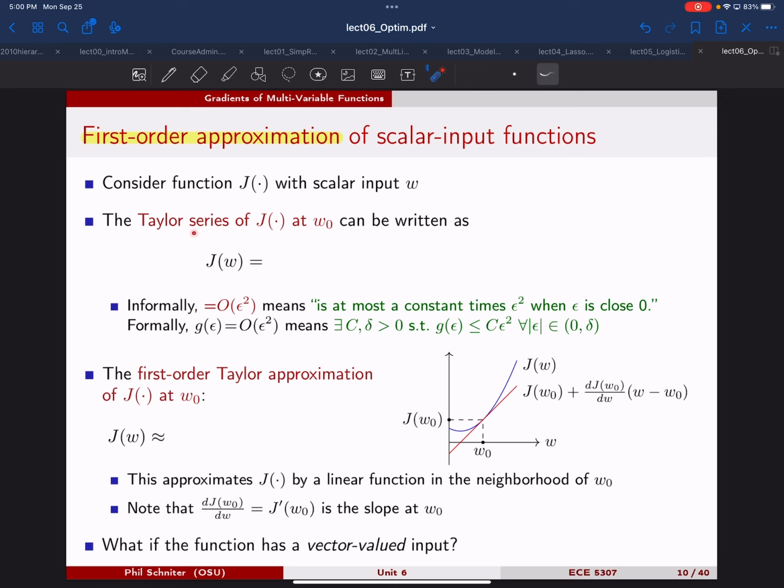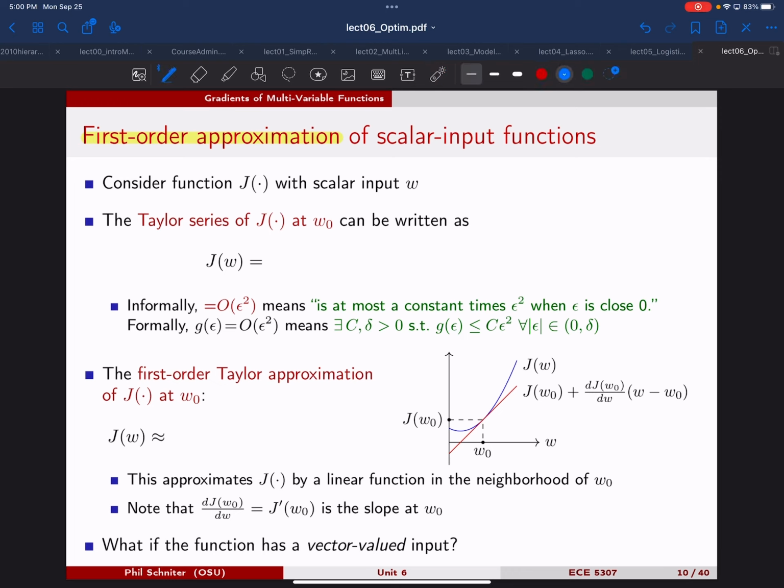If I take the Taylor series of this scalar function at omega naught, does anybody remember this? Let me actually ask, is Rudra Joshi here? Okay, so how do we write the Taylor series? Do you remember? No. Okay.